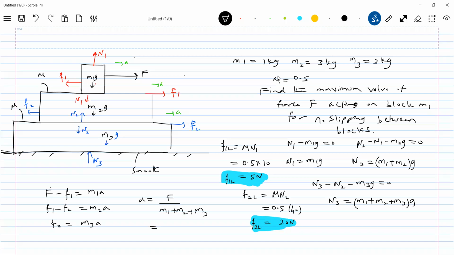What is the value of M1 plus M2 plus M3? So this will be 6, F by 6. I'll substitute the values, 1 plus 3 plus 2. So what is the acceleration equal to? F by 6 here.